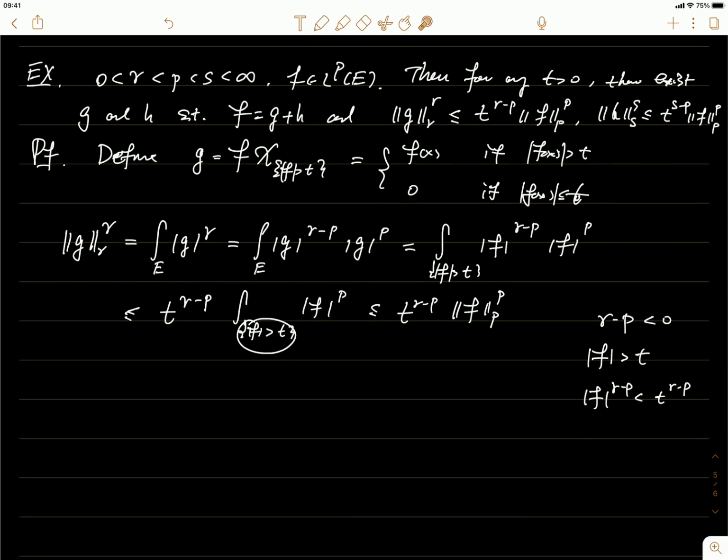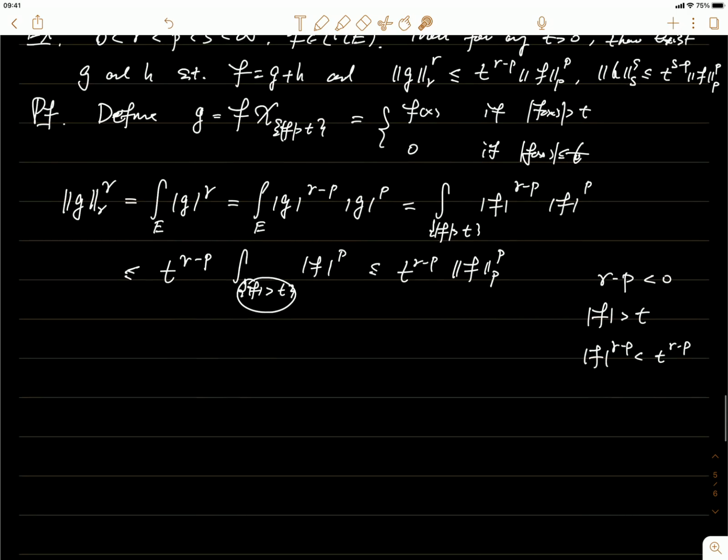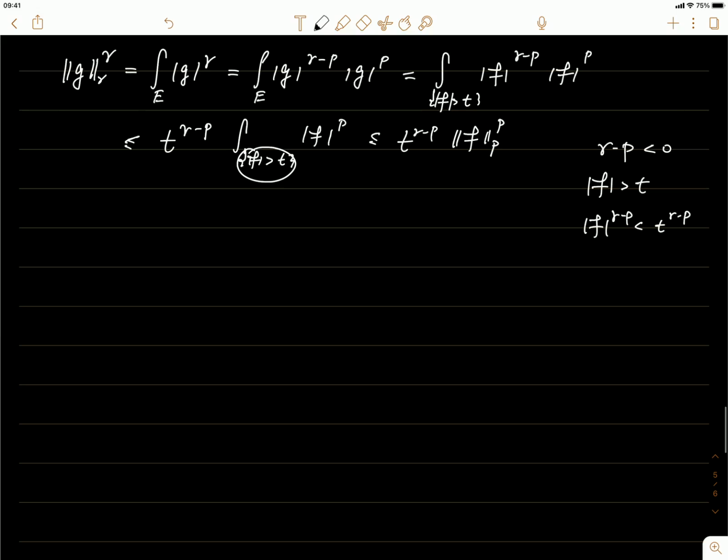In the second inequality, once we choose the G like that, in this way, then we can just take H to be F minus G, and in that case, H will be just F times the characteristic function of this set less than or equal to T. Okay, and then we can show the inequality similarly.